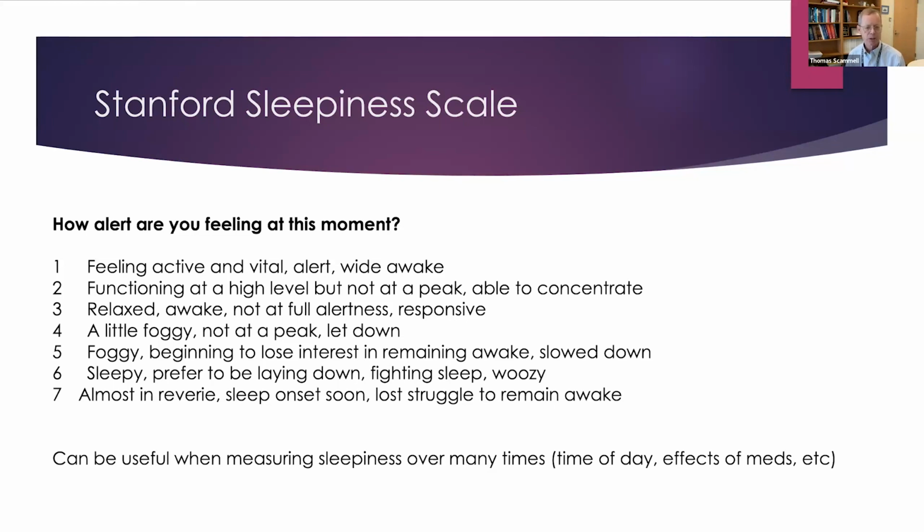So you ask, how alert are you feeling at this moment? A 1 means you feel great, active, vital, alert, wide awake. A 7 means you're in this sort of dreamy reverie. You're going to fall asleep soon and you're losing the struggle to stay awake. And then there are all kinds of intermediate values there. I think this is handy to get a sense of people's alertness at that moment.